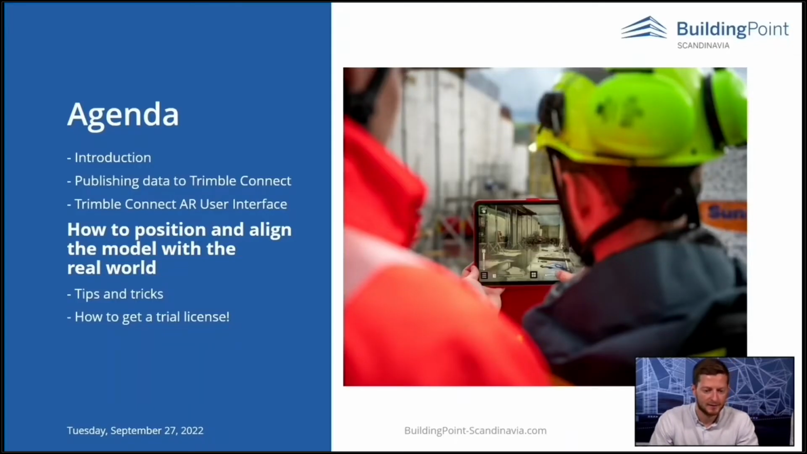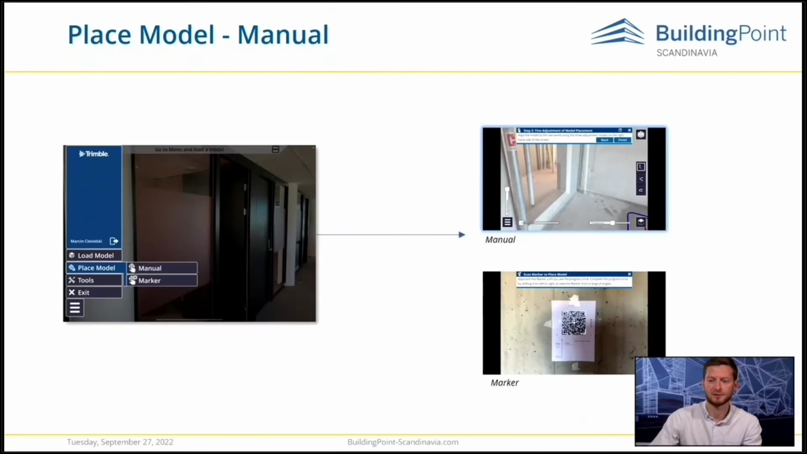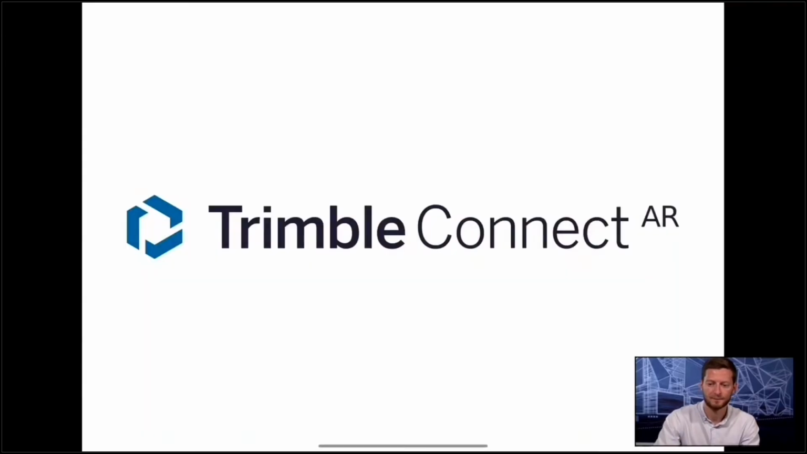Now, how to position and align the model with the real world. There are two methods to place a model in Trimble Connect AR after downloading the model. The recommended approach is to establish a network of QR markers across the job site or factory, but there's also a manual option for areas without QR codes. Let's start from that.